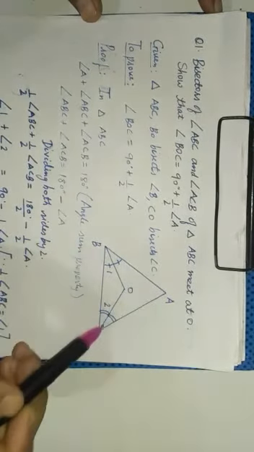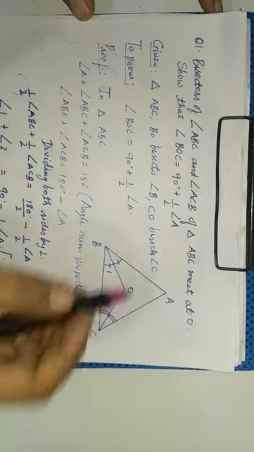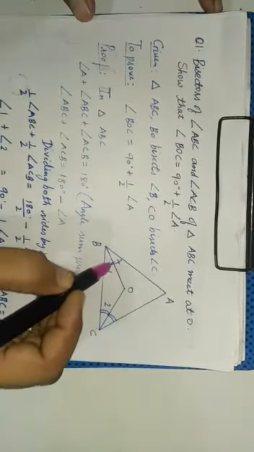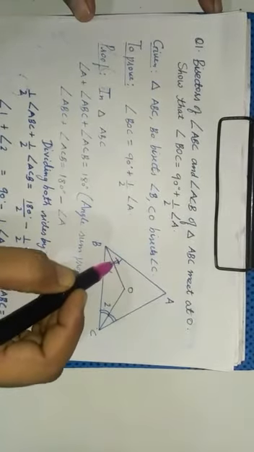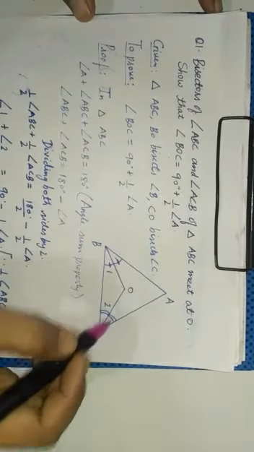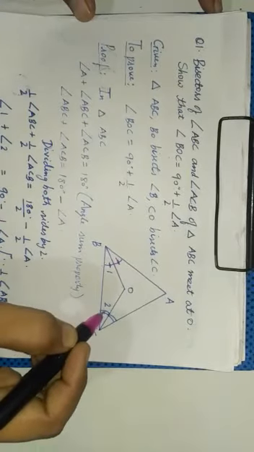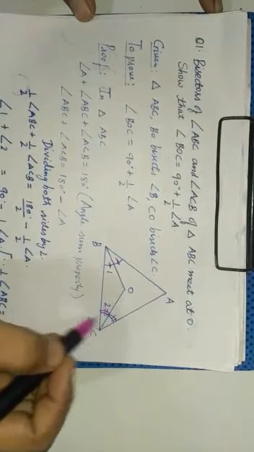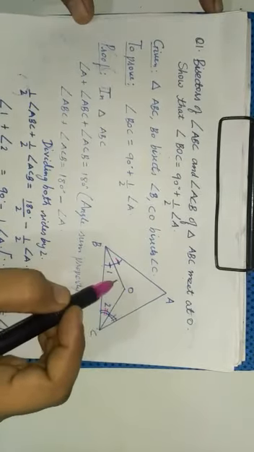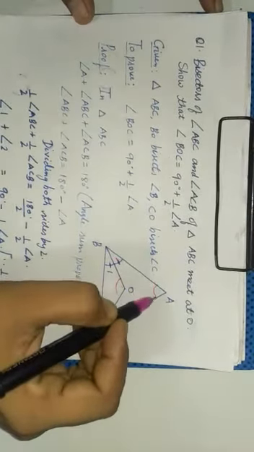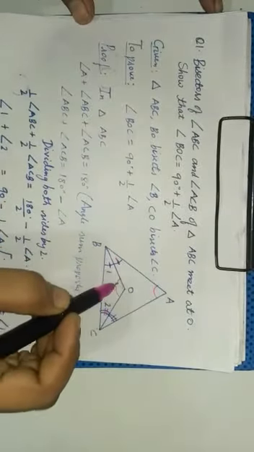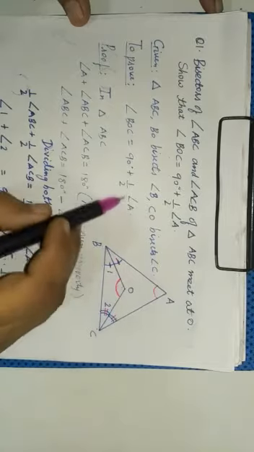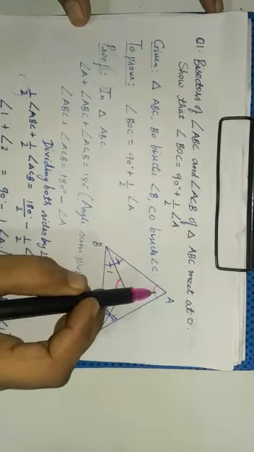A triangle ABC is given, and you can see BO bisects angle B, that is this angle and this angle, they both are equal. Similarly, CO also bisects angle C, that means angle 2 and this angle are also equal. Now we need to show the relation for angle BOC: this angle equals 90 plus half of angle A.